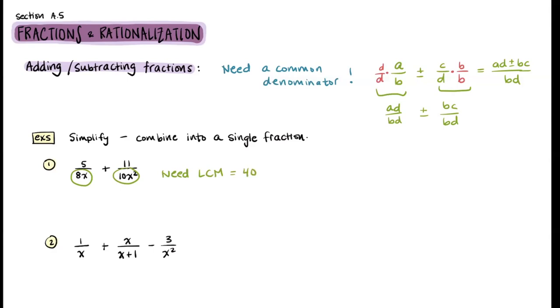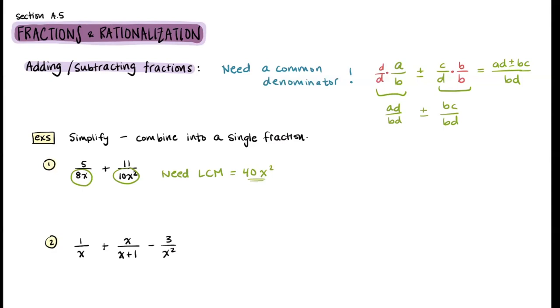Then also we look at x and x squared, and the least common multiple of x and x squared will be x squared, right? We don't have to go up to x cubed. Okay, so this is what we want to aim to make our denominators be.